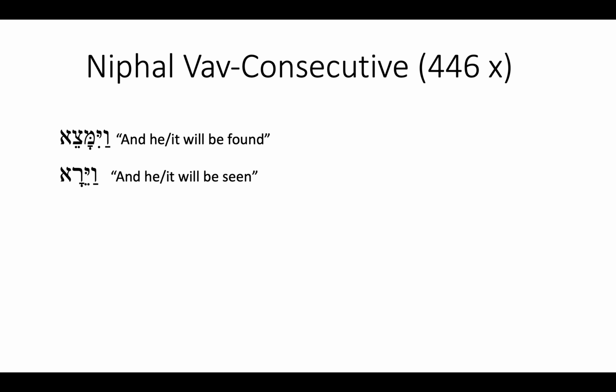But in general, these Niphal vav consecutives don't appear that often. 446 times in the Bible. That's not very many times. So the chances of you having one in your final translation project is probably low, but it could happen. You may encounter one.